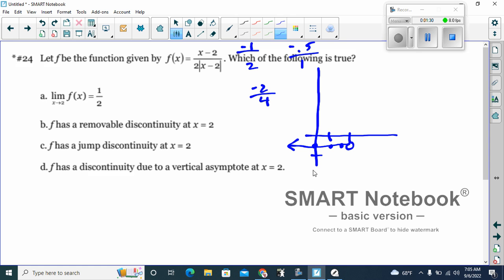Anything bigger than 2, remember 2 itself was undefined, so there's no defined point when x is 2. Now if I plug in 3, plugging in 3 gives me +1 over 2. If I plug in 4, I get 2 over 4, and so on. So anything less than 2 gives me -1/2. Anything bigger than 2 gives me +1/2.